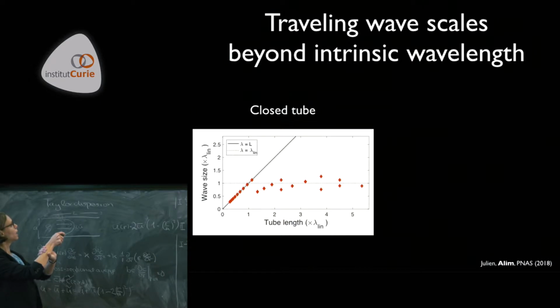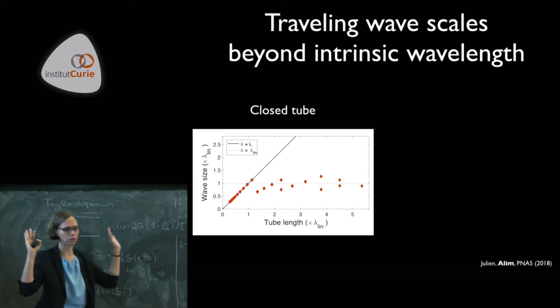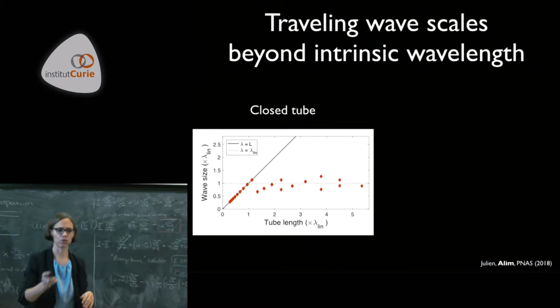And if I make my tube bigger and bigger, they match until I become bigger than the intrinsic wavelength. And what then happens, as you might know from the Turing mechanism, is that your pattern breaks apart, and all of a sudden you have not a single wavelength, but you have 2 waves and so on. And basically the wave sizes that you arrive at are hovering around your intrinsic wavelength. And there's nothing you can do about it, except for changing the geometry.